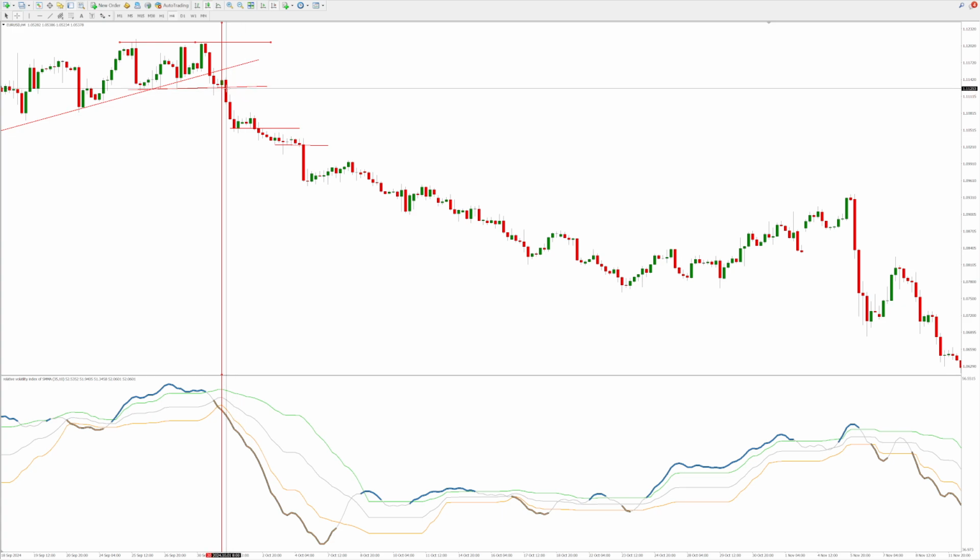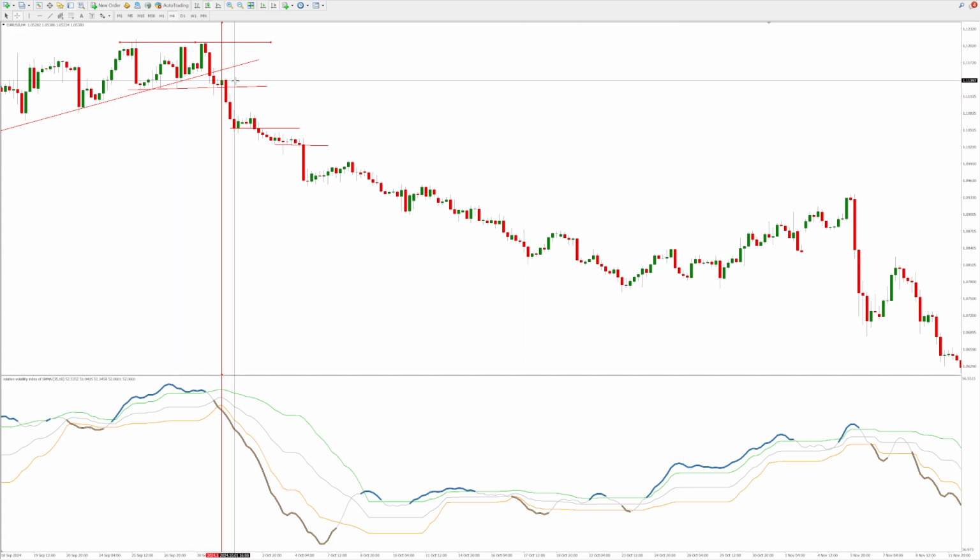We don't want to let a winning trade turn into a losing one. And then I just trail the stop loss above the highs as the price continues to fall. So above the high there, above the high there, above the high there, and basically just ride the trend as much as possible.